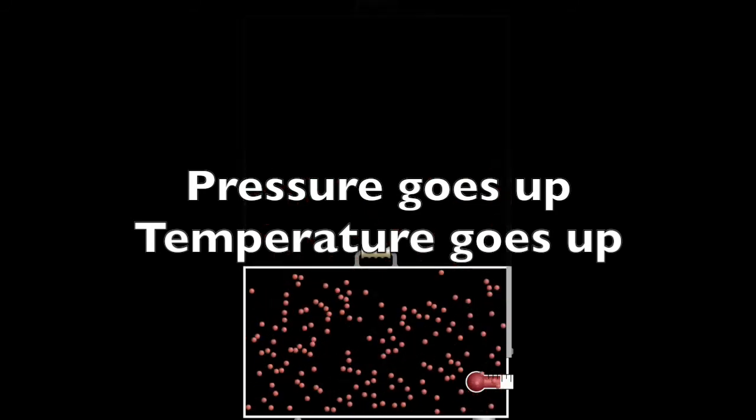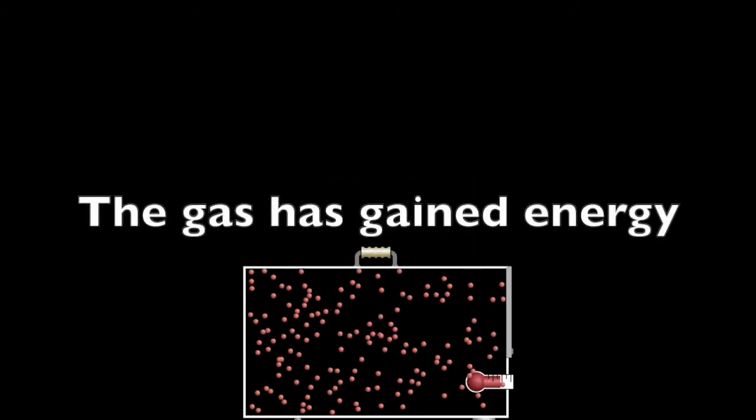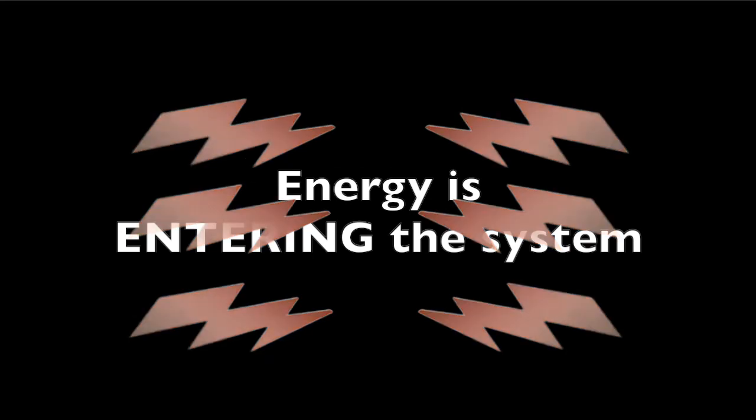Remember PV equals nRT? Pressure goes up, temperature goes up. The gas has gained energy. Compressing a gas is therefore an endothermic process because energy is entering the system, in this case, the gas.